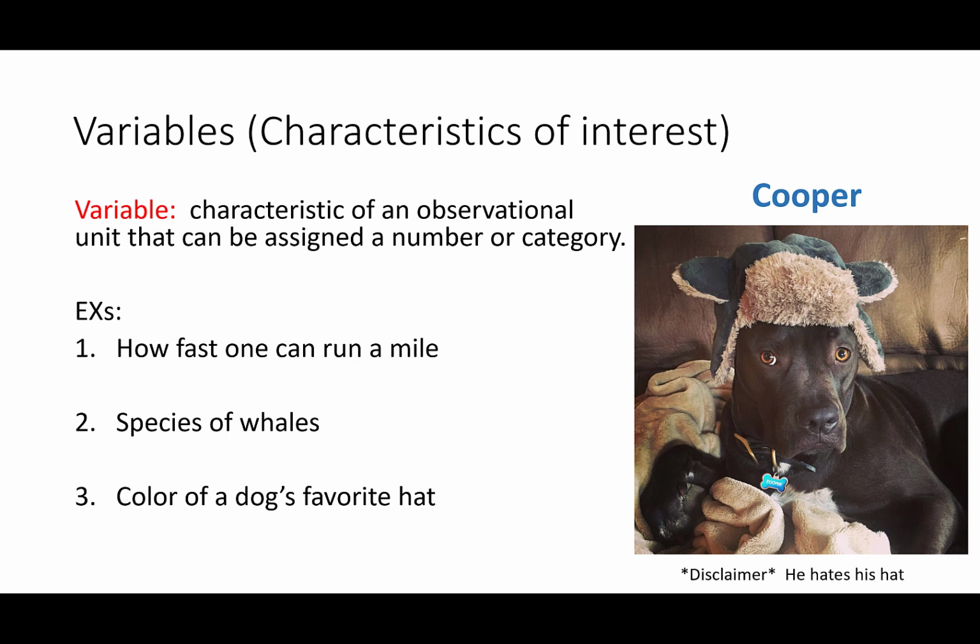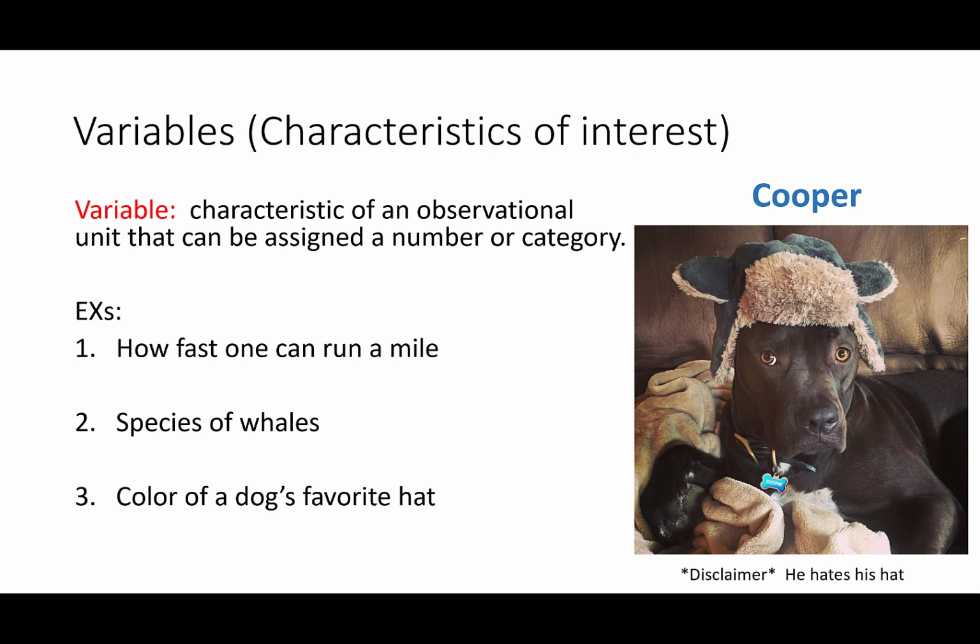So this is a little silly one, but this is your first glimpse at my dog Cooper. He is a pit bull boxer mix, and that is his favorite hat. It's a green hat, but disclaimer, he does not like wearing that hat. What I'm trying to get out of this slide is that there are two main types of variables that we're working with: a numerical variable or a categorical variable.